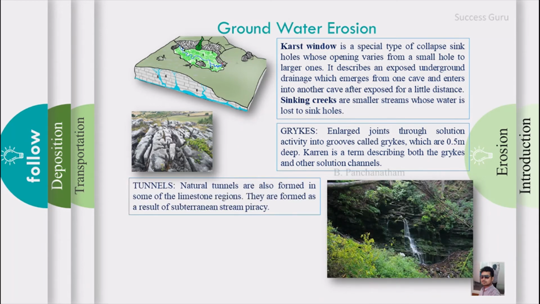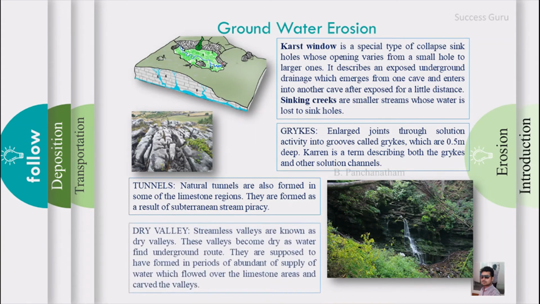The next one is the tunnel. Natural tunnels are also found in some of the limestone regions. They are formed as a result of subterranean stream piracy. As you know, stream piracy is the capture of a river by another river, and that leads to a barren valley. And in the underground water, the same thing happens, and that leads to the formation of a tunnel.